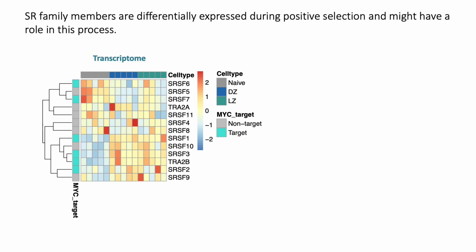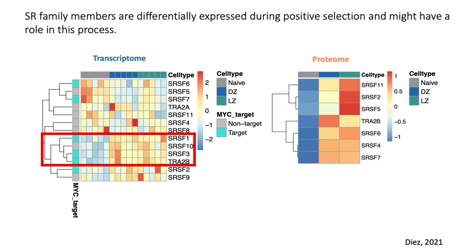Next, we checked the expression of all SR family members across the germinal center B cell populations and naive B cells, and we could see some of the members show a higher expression during the germinal center reaction. And luckily, we also found proteome data from the same human tonsil compartments, and we could observe most of these SR family members actually showed an increased expression during the germinal center reaction, which gives us a clue about their possible role in the positive selection process.